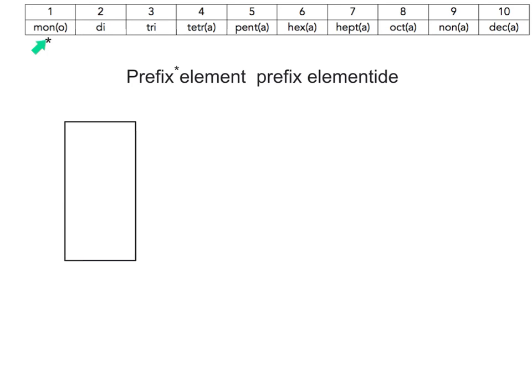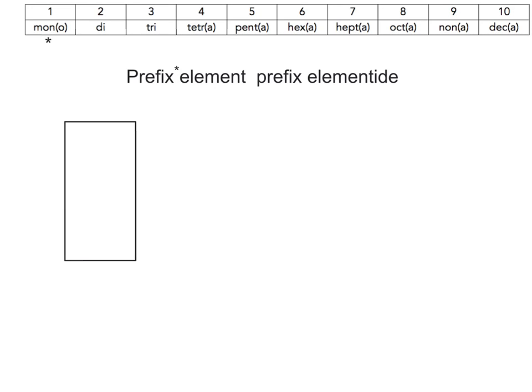One atom will be represented by mono, 2 is di, 3 is tri, 4, and this is the strange one, is tetra, but it's like a tetrahedron which has 4 faces. 5 is penta, 6 is hexa, 7 hepta, 8 is octa, 9 is nona, and 10 is deca. For prefixes like mono that have the O in parentheses, you simply drop off the O if the element name also begins with a vowel.